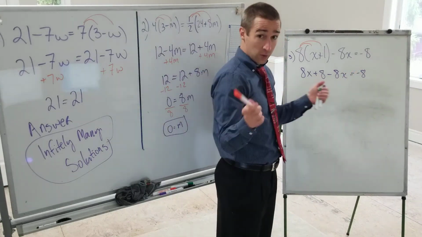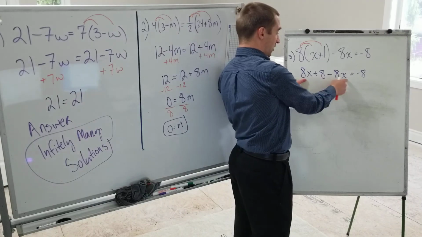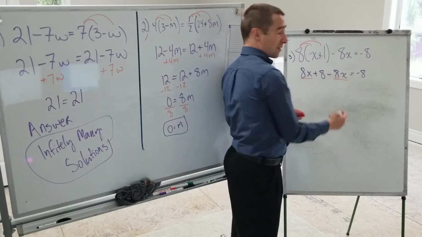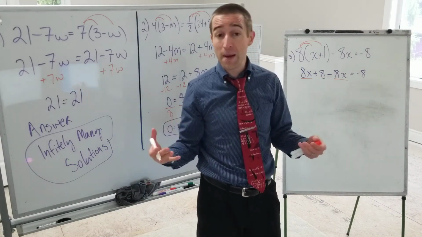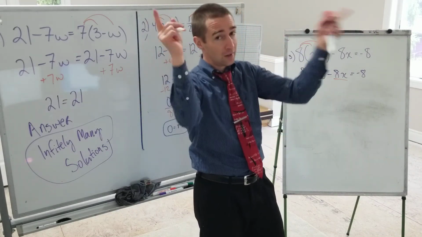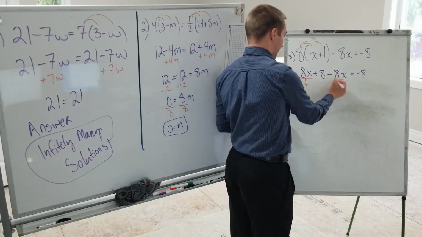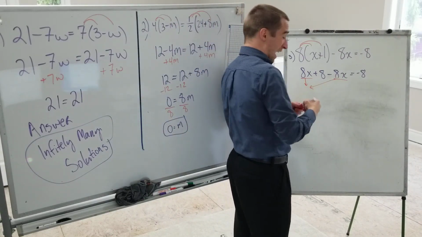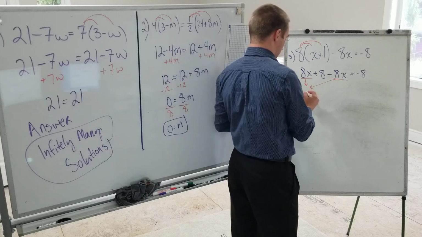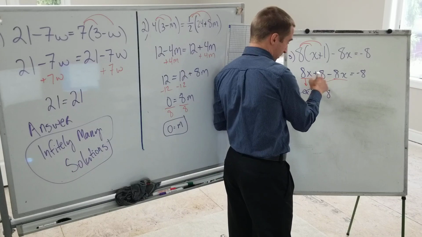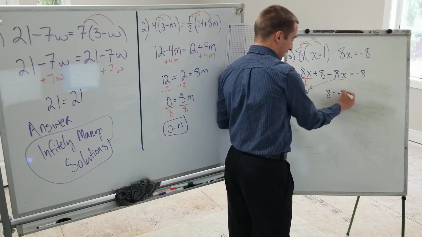Now I'm going to continue simplifying. I've got variables, but they're on the same side. So if we have variables on the same side of the equal sign, remember we do what? Combine like terms. I have 8x minus 8x. 8 minus 8 is 0. So I have 0 x's, which basically just cancels out. So I have positive 8 equals negative 8.